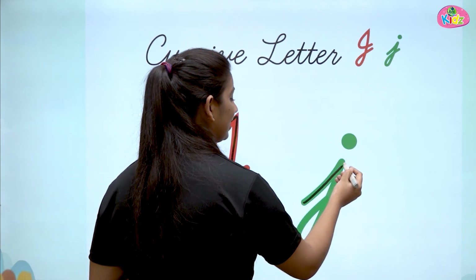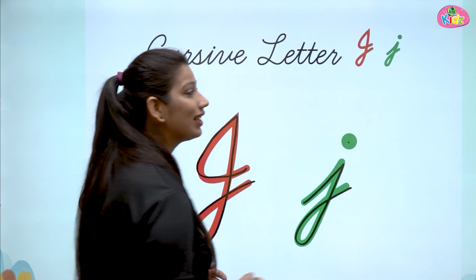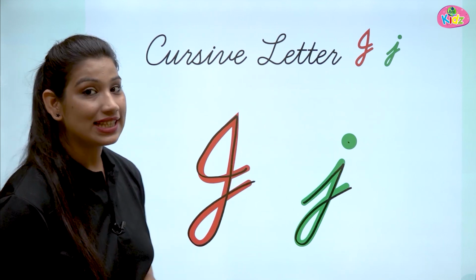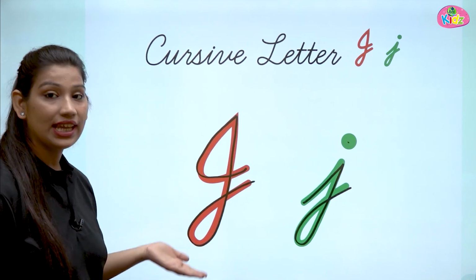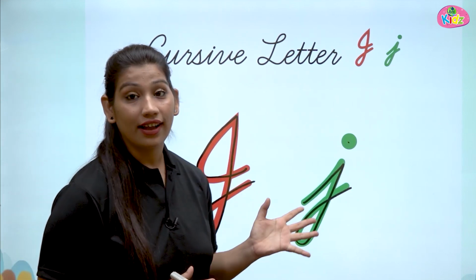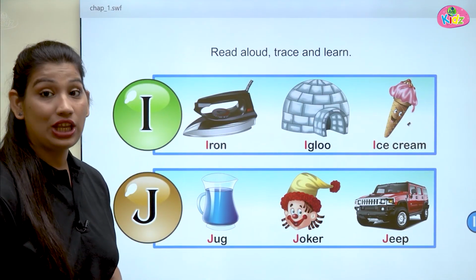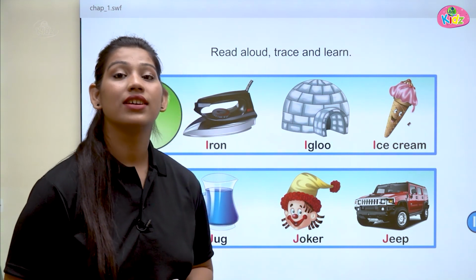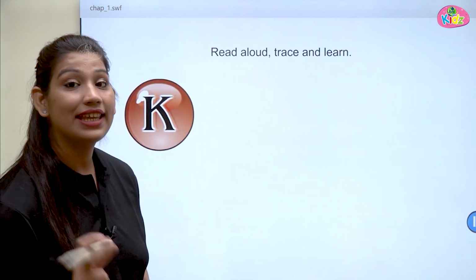This is small cursive J. Start from this point, come down and go like this. Small cursive J with a dot on top. J sounds J. J, J, jug. J, J, joker. J, J, jeep. After J, there comes letter K.